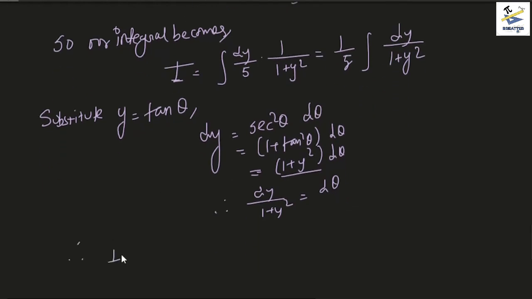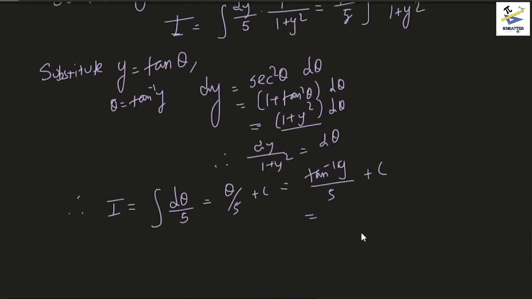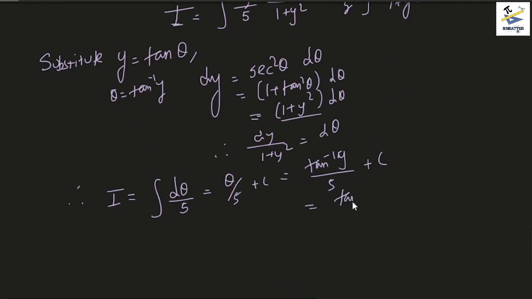So I equals the integral of d theta by 5, and the integral of d theta by 5 is just theta by 5 plus c. But theta, as you know, if y is tan theta, then theta would be tan inverse y. Then the answer would be tan inverse y by 5 plus c. But we also need to put back the value of y, which we substituted as x to the power 5. So the answer would be tan inverse of x to the power 5, whole divided by 5, plus c, which is our answer, right?